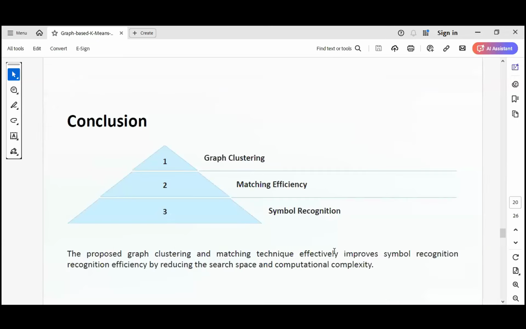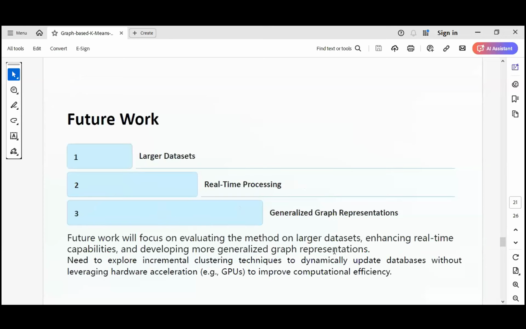So, in conclusion, graph matching along with graph filtering or clustering would be a very efficient methodology for graph-based database organization. The proposed graph clustering and matching technique effectively improves symbol recognition efficiency by reducing the search space and computational complexity. In future we would like to work on soft clustering algorithms, such as fuzzy c-means, and try them on a variety of large data sets.